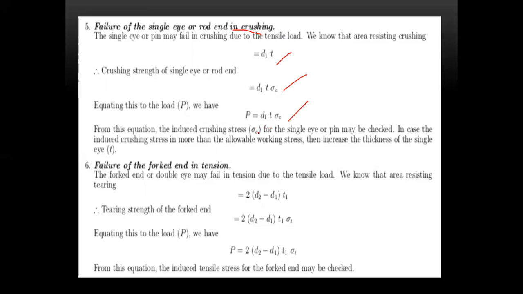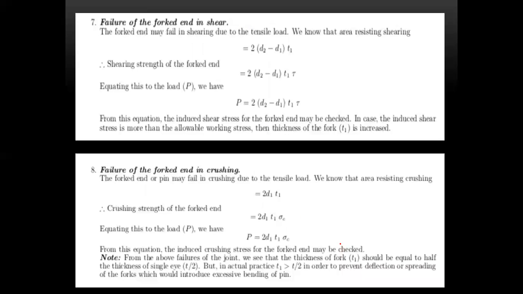So we can determine d1, thickness, sigma t, tau c, and sigma c. For the fork rod in tension, in a double eye fork end, we have 2 times area times strength. Therefore P is equal to 2 times area times sigma t.